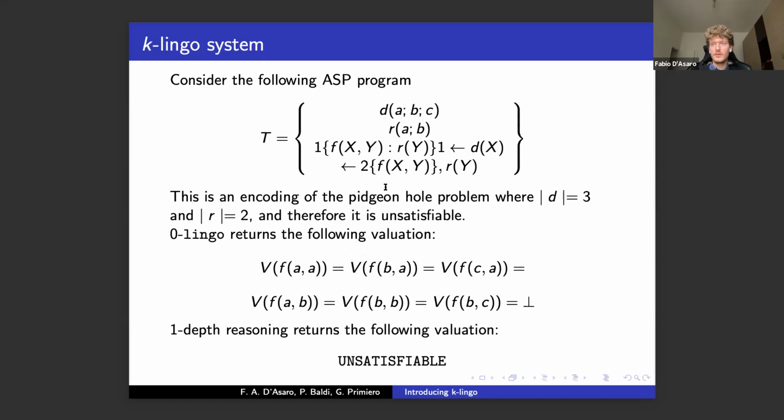Another example that I will quickly go through is the pigeonhole problem, where you have to map some elements from a given domain to some range. And in this case, a zero depth reasoning agent wouldn't even be able to understand that this theory is unsatisfiable, and in fact, it is only a one depth reasoning agent that can deduce that such theory is unsatisfiable.